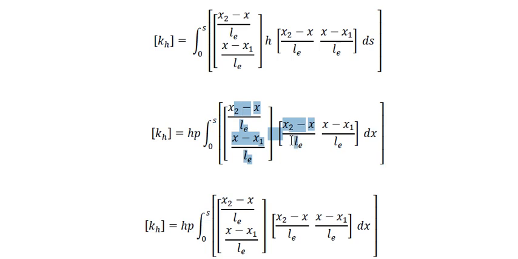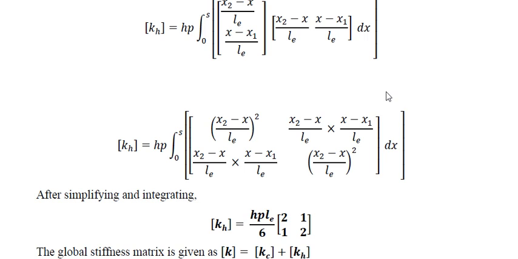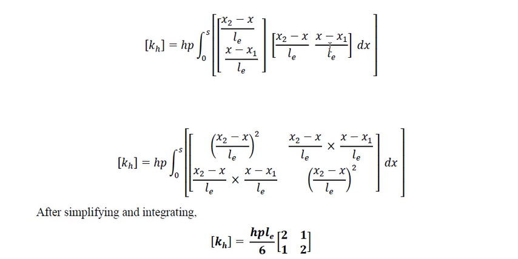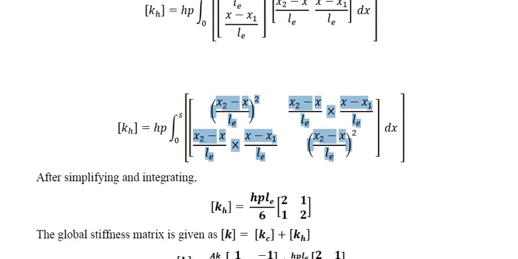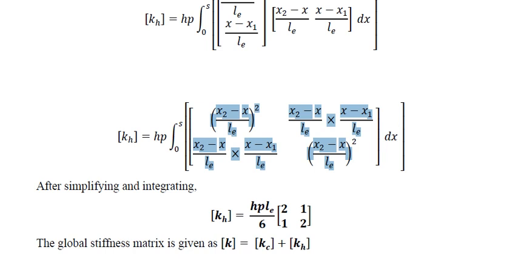This is N transpose, this is N. So ds is taken as P into dx. After substitution, we will get the multiplication of two matrices. The multiplication of two matrices here will result in this matrix. After simplification, there is no need to write the detailed simplification because this is not mathematics, this is finite element analysis. Just write the expressions and jump on to the next step.